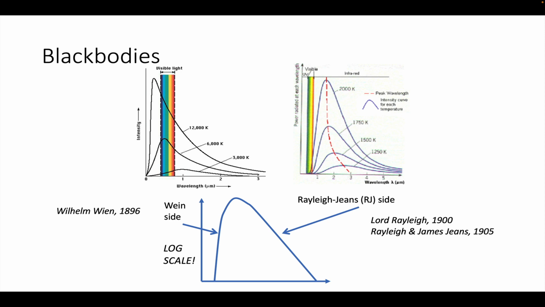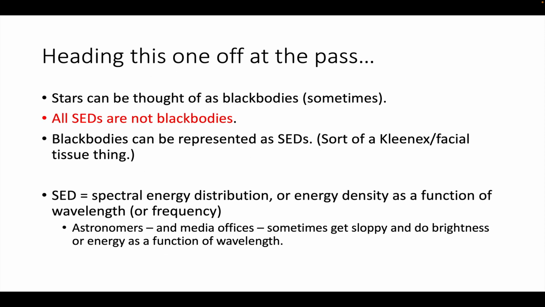But when I plot actual data from a star, it's not a blackbody, it's an SED. Blackbodies can be represented as SEDs, but all SEDs are not blackbodies. If it helps, think of it as a Kleenex facial tissue thing. All SEDs are not blackbodies. All facial tissue is not Kleenex. Maybe that helps. An SED, remember, is a spectral energy distribution. There's energy density as a function of wavelength or frequency. Astronomers, and for that matter, media offices, sometimes get sloppy, and they plot either brightness or energy as a function of wavelength and still call it an SED. But technically, an SED is a spectral energy distribution, which is energy density as a function of wavelength.